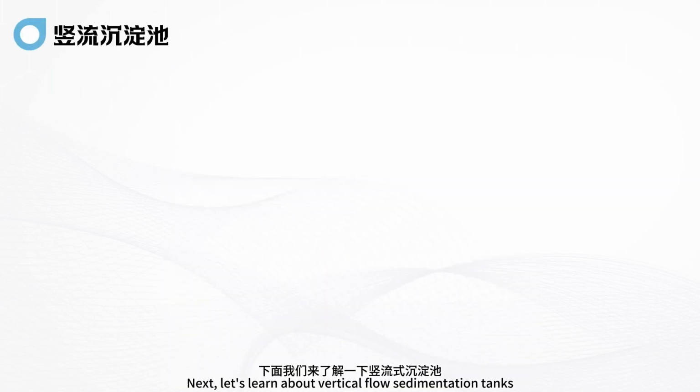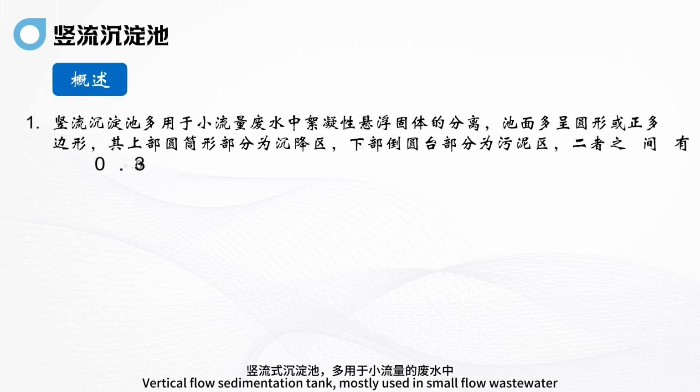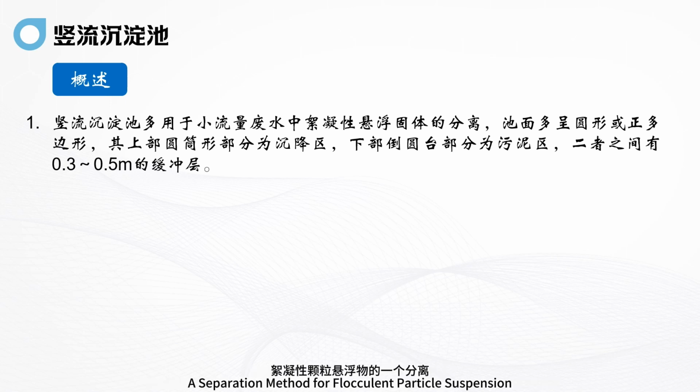Next, let's learn about vertical flow sedimentation tanks. A vertical flow sedimentation tank is mostly used for small flow wastewater. It is a separation method for flocculent particle suspension. It is circular in shape, or a regular polygon. Its upper part, the cylindrical part, is a settlement zone. The lower part, the inverted circular table, is a sludge area. There is a buffer layer of 0.3 to 0.5 meters between the two.